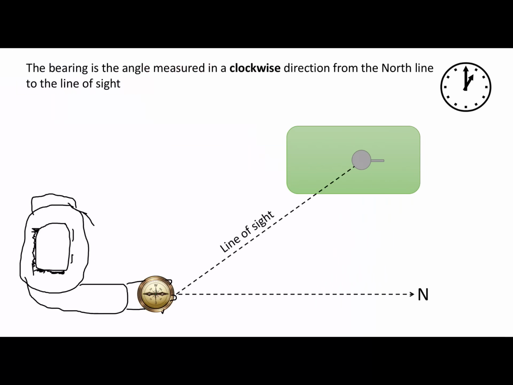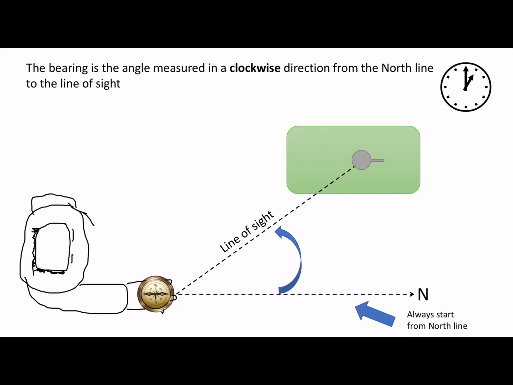Okay, I have displayed the clock to remind you what is clockwise motion. Just follow the hands of the clock and that is clockwise. Okay, so always start from the north line and go to the line of sight in a clockwise manner. Is this the bearing? Okay, it's not. Why? From the north line and then you go to the line of sight, the motion is not clockwise, it is anti-clockwise. It is moving in the opposite direction of the hands of the clock. So this is not the bearing.